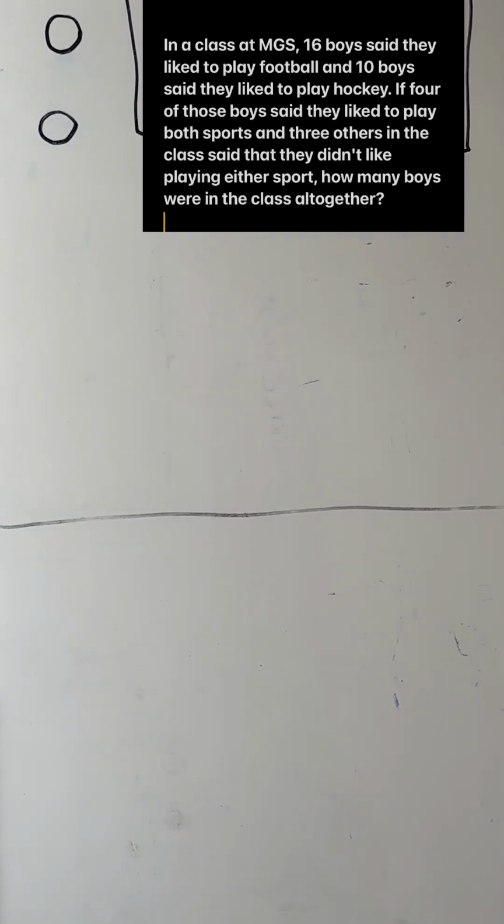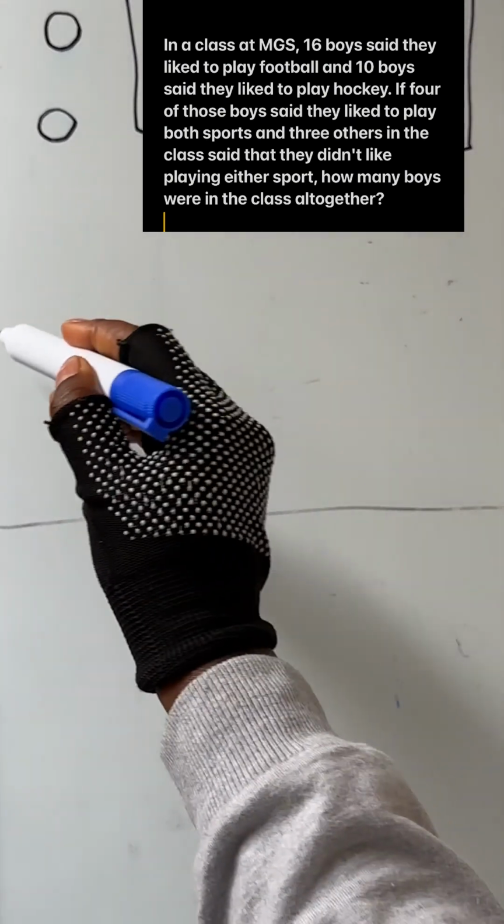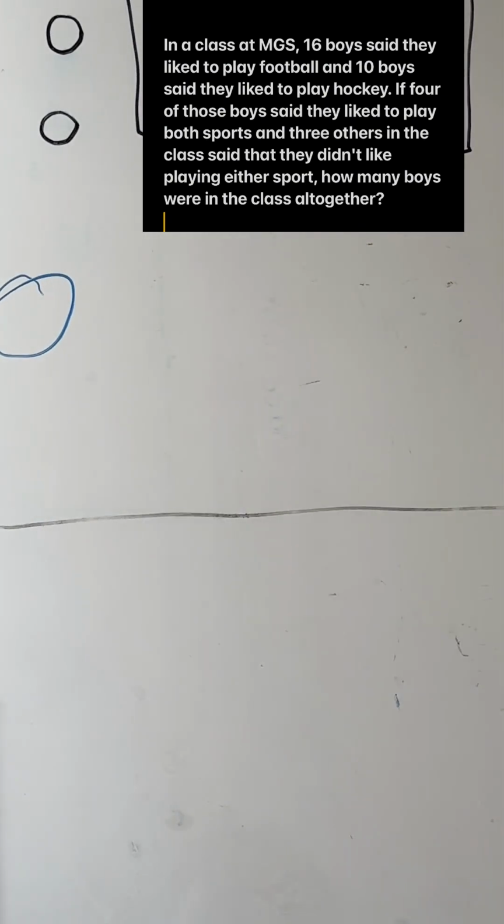I want to show you how to use a Venn diagram to solve a maths problem. And this is how the question goes. In a class, 16 boys said they liked to play football. And then 10 boys said they liked to play hockey.